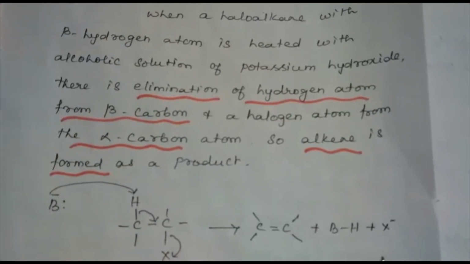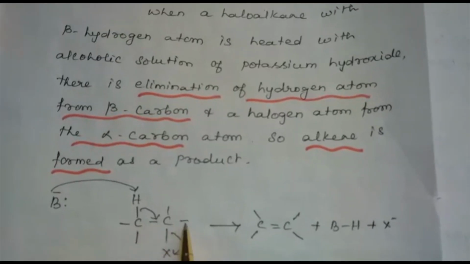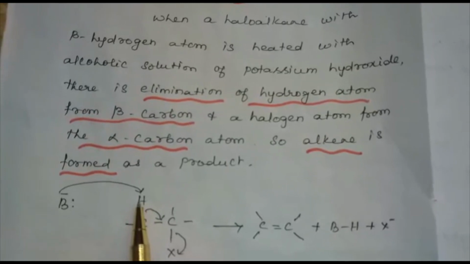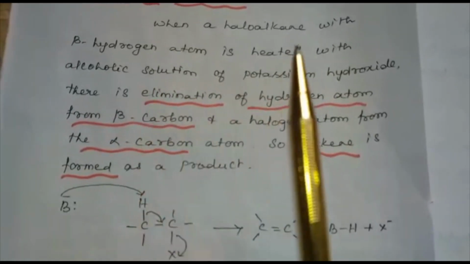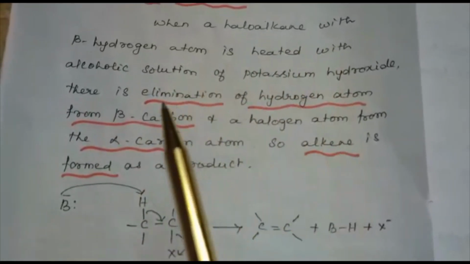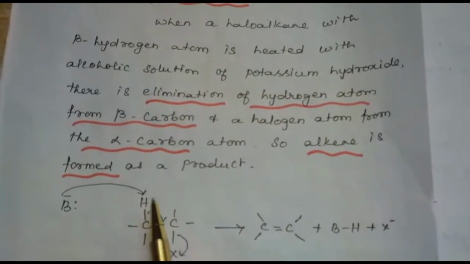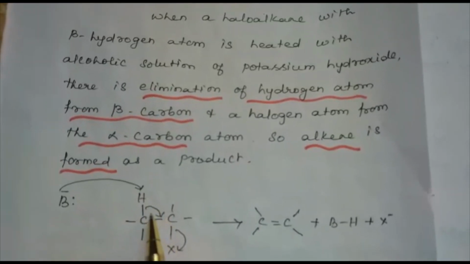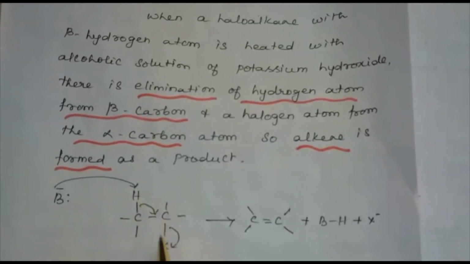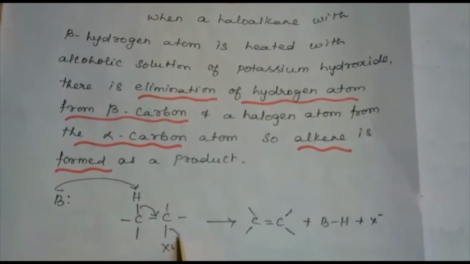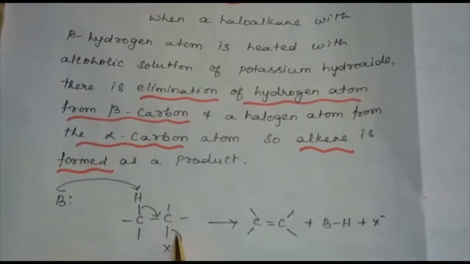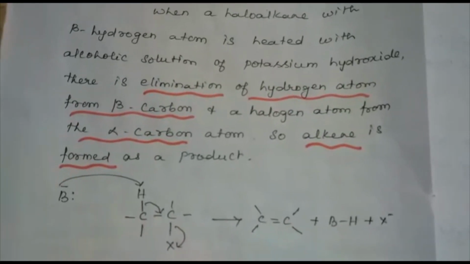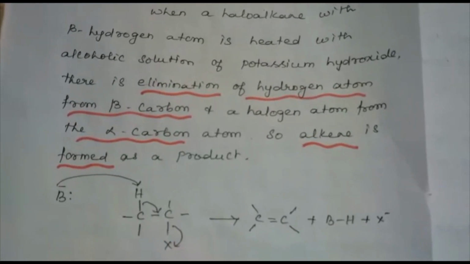So here this is the reaction, and this is the beta carbon, this is the alpha carbon where you are having the halogen atom. In the beta carbon you are having the hydrogen atom. So what happens in an elimination reaction? When a haloalkane with beta hydrogen atom is heated with alcoholic solution of potassium hydroxide, there is elimination of hydrogen atom from beta carbon and a halogen atom from the alpha carbon, so that an alkene is formed as the product. Here B is the base and X is the leaving group.